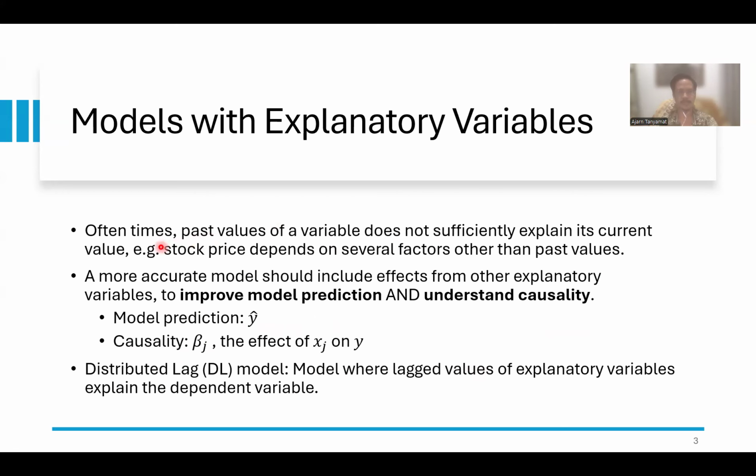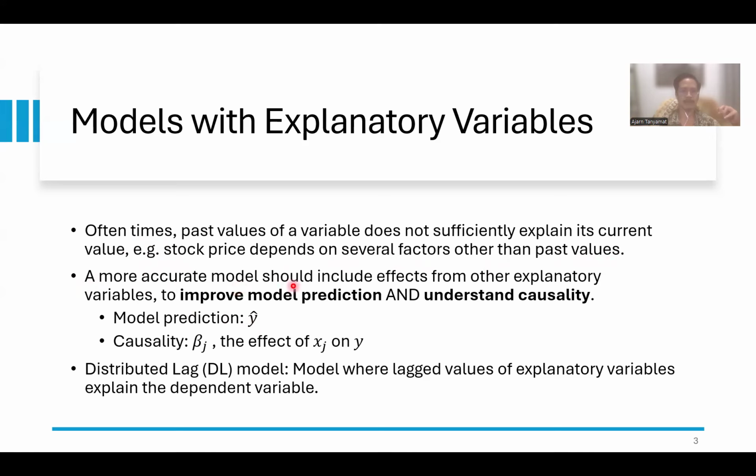As I mentioned, oftentimes past values of a variable do not sufficiently explain its current value. For example, stock price depends on several factors other than past values. You mentioned the U.S. elections. We will mention demand for computing power, etc. So these are all external to the stock price.